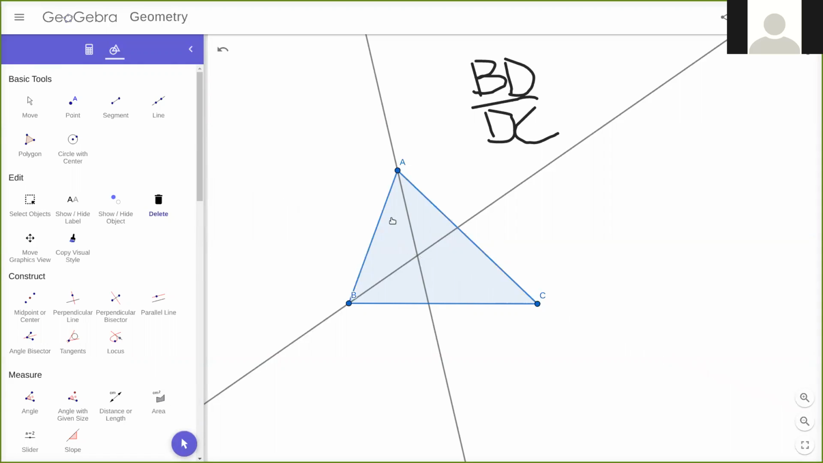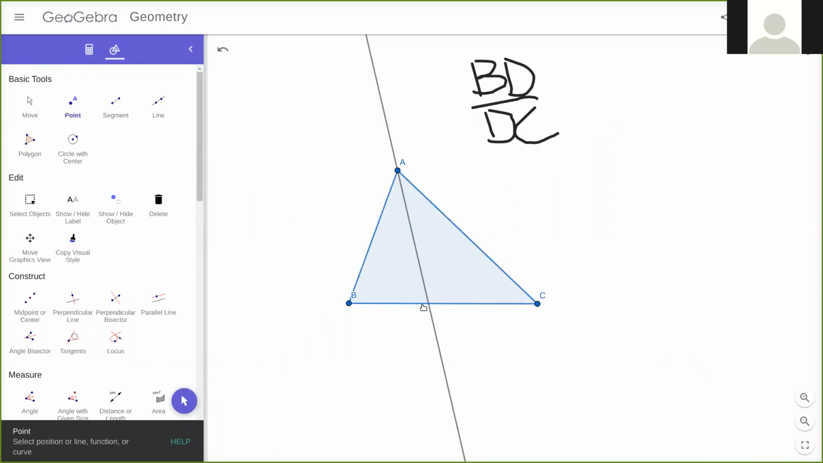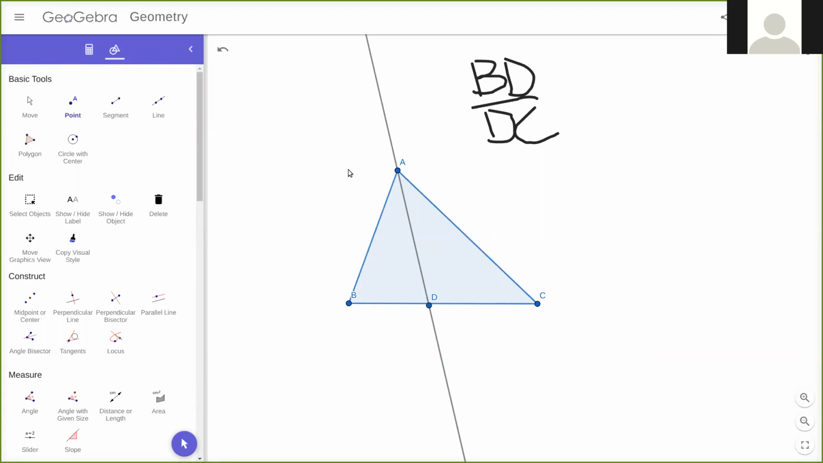Okay, let's focus on BD over DC for now. We have triangle ABC, and then we have the angle bisector AD, so that because it's an angle bisector, it bisects angle BAC. So this angle right here is equal to this angle right here. And we can find the ratio of BD over DC in a clever way.